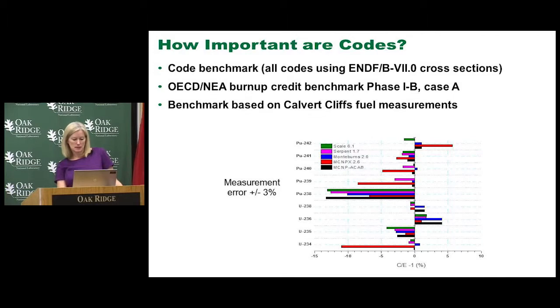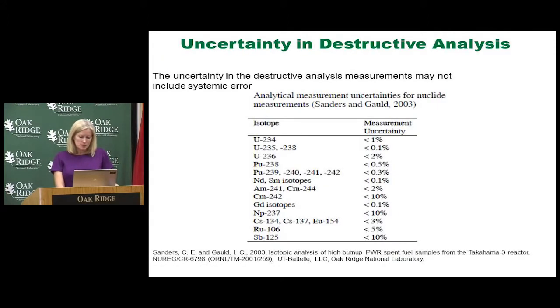And uranium-235, they're all under-predicting by about 4%. Plutonium-238 is a big problem, but that's not really used too much for safeguards calculations. What is the uncertainty in destructive analysis? Well, we can have an uncertainty in neptunium and curium-242 of about 10%. Depends on the lab. We have samples that go around to various labs, and there can be a large margin of error there.